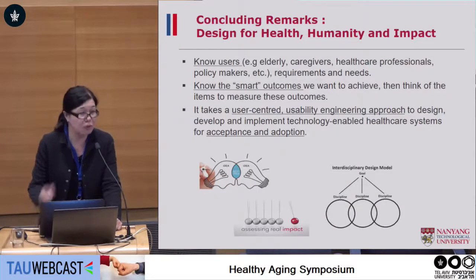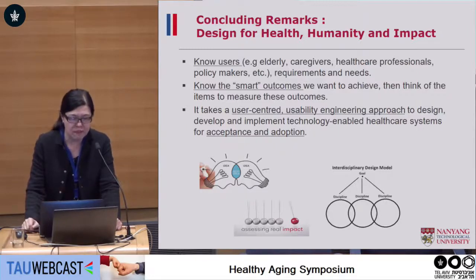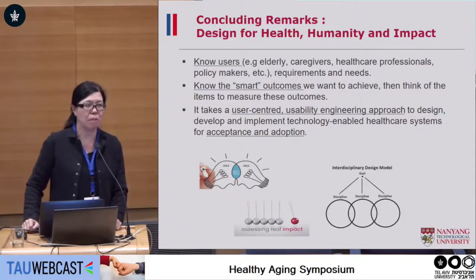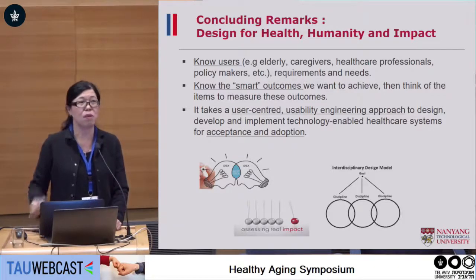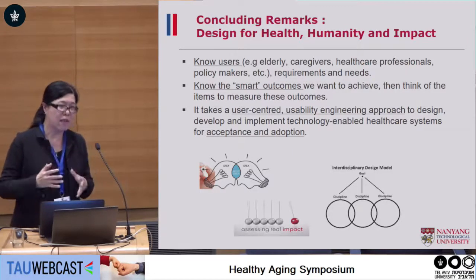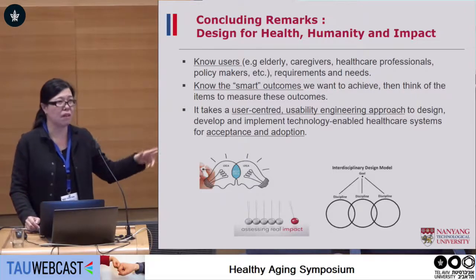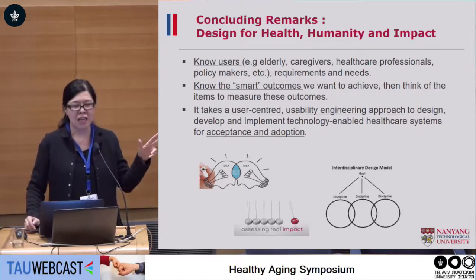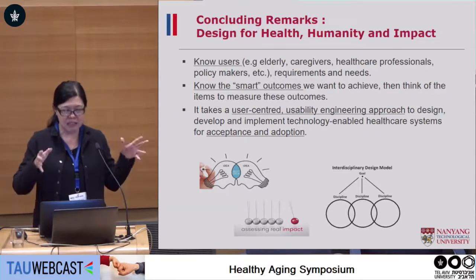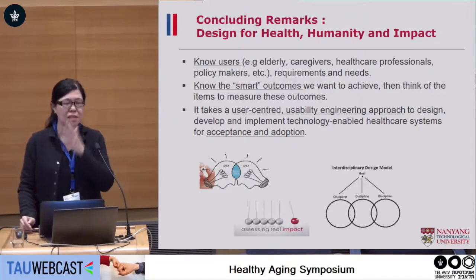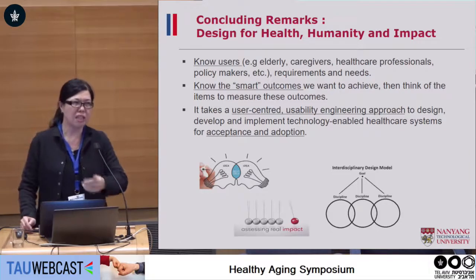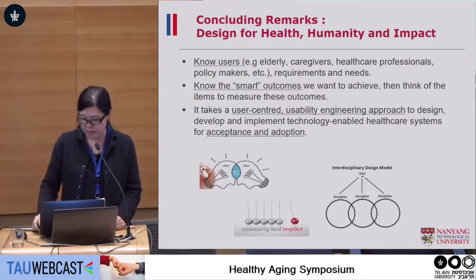And just concluding, when we design for health, for humanity, and for impact, it's really about designing knowing the people, knowing what the outcomes we are really achieving, taking a systematic approach to design systems for acceptance and adoption. So in the earlier studies when we talk about having this competition, we were not designing in the laboratory, we were not designing for acceptance and adoption yet. But when we actually bring it out to the community, you actually have to scale it up at that level.